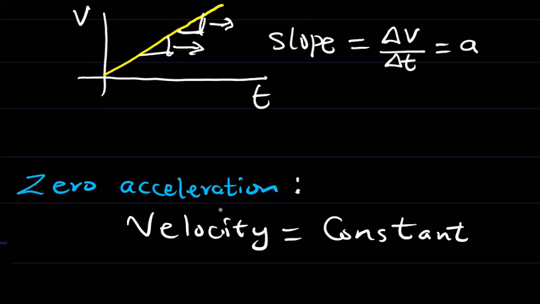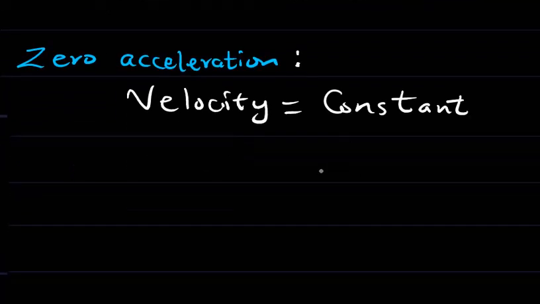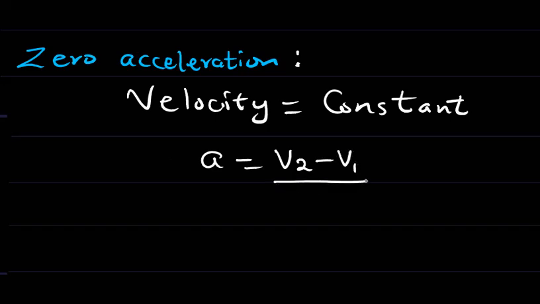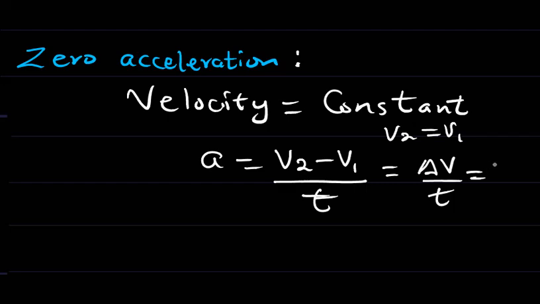So when the velocity is not changing, then definitely that object will have no acceleration, or zero acceleration. The reason being that we know acceleration is equal to final velocity minus initial velocity, divided by time. So if the final velocity is equal to the initial velocity, then the change in velocity is equal to zero. And of course, 0 divided by time will be equal to 0.